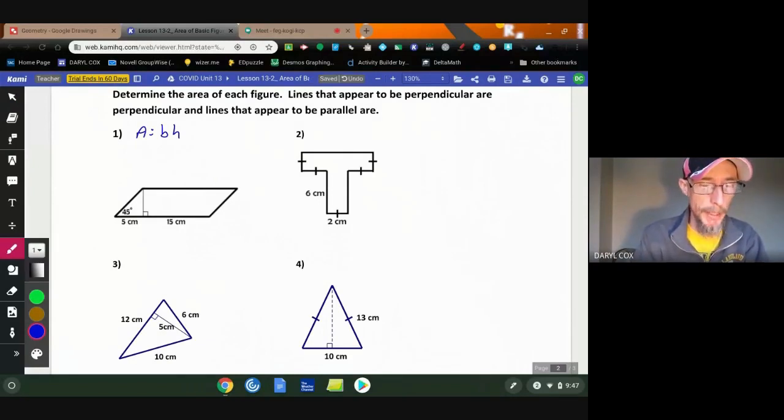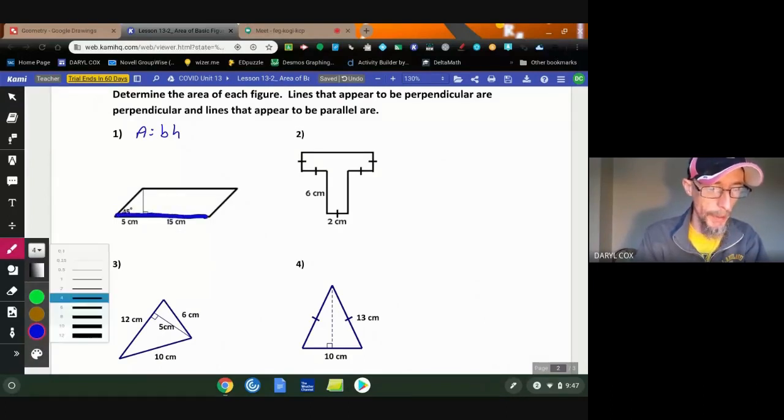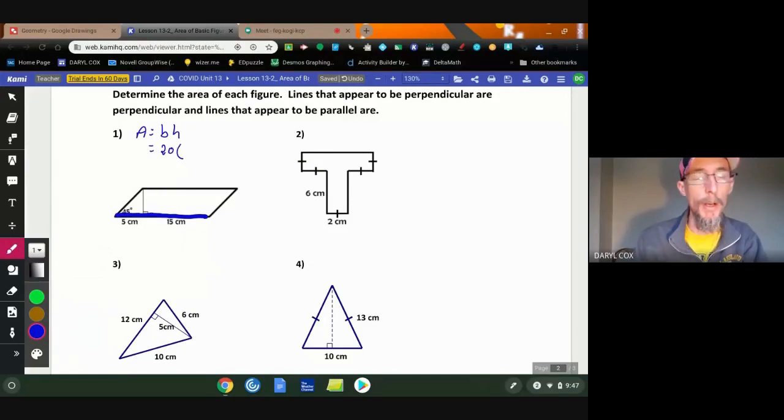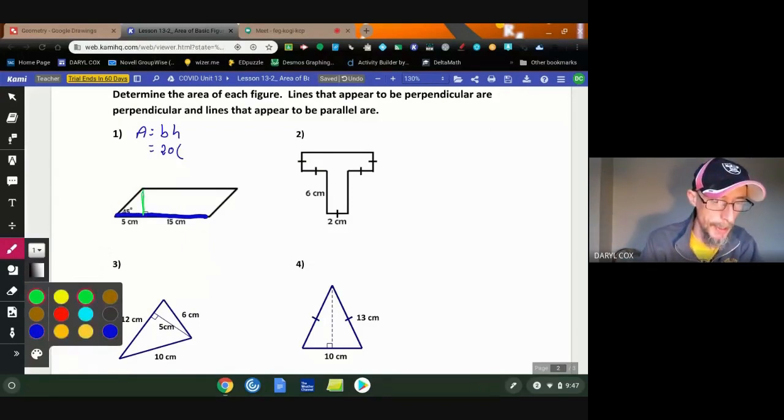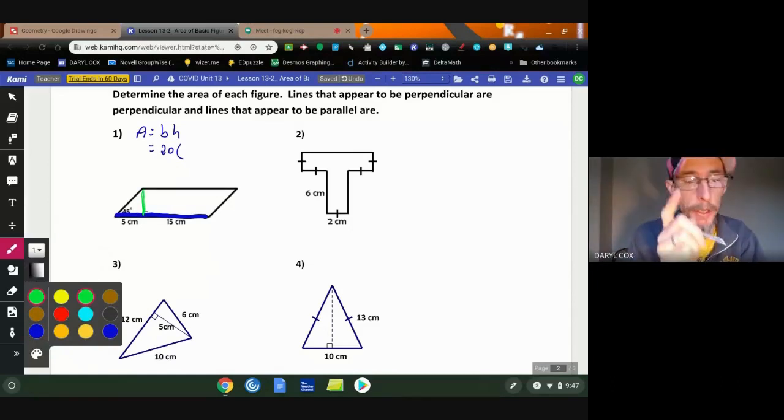My base is pretty simple. I'm going to get a little bigger figure here. My base is all of that. Okay, so my base is pretty easy. That's 15 plus 5, which is 20. But what about the height? The height is here, and I don't know it immediately, but we know things about this.